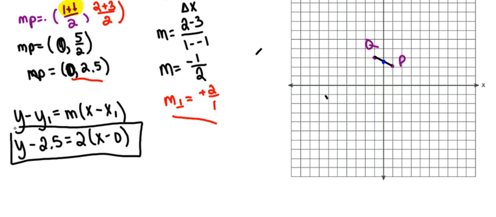At that point, I'm done. If I don't want to go any further, I don't have to. I'm going to go ahead and distribute because I know some of you are more comfortable seeing this in point or slope-intercept form. I'm going to add 2.5 to both sides.